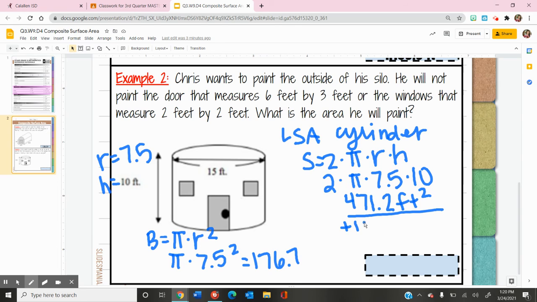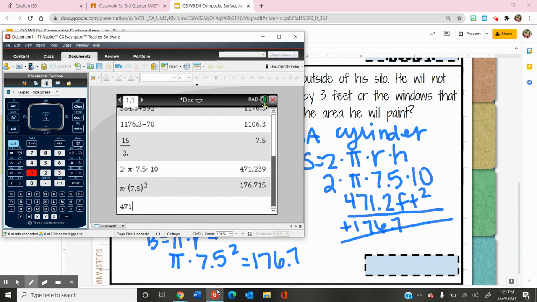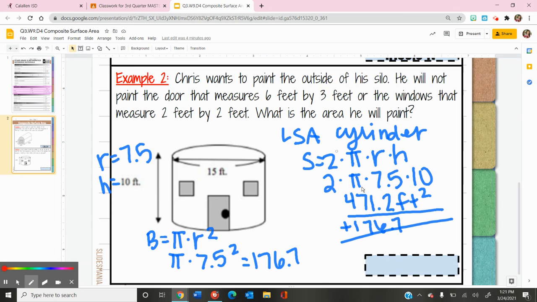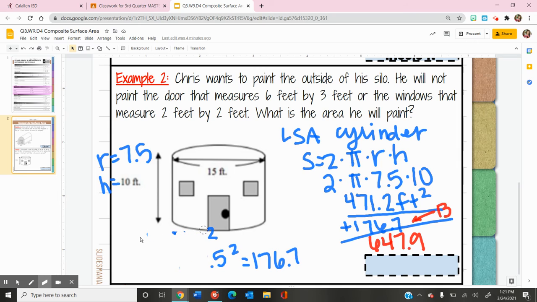So this is plus 176.7. So 471.2 plus 176.7, we get the surface area as 647.9. So I'm going to write that here, 647.9. But that is not my final answer. Remember, I'm not going to paint the windows or the doors, so I have to find the area of those three things. Once I have done that, I'm going to subtract that from this surface area that I found. So I'm going to erase this so I can use this space to work down here.